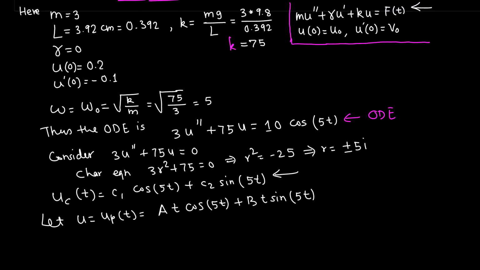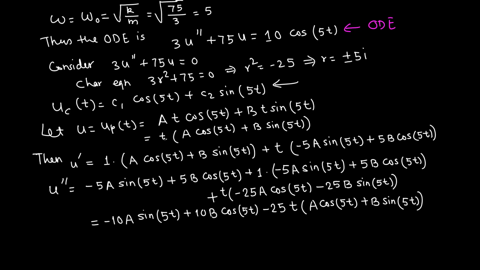Since we have u, let's find u prime using the product rule. So we have a product of two functions. So this is u prime. Then find the second derivative, the derivative of this, and we have to use the product rule here as well. Now, our goal is to determine a and b. So I factor t out here, and when I wrote here, I combined these two terms and these two terms.